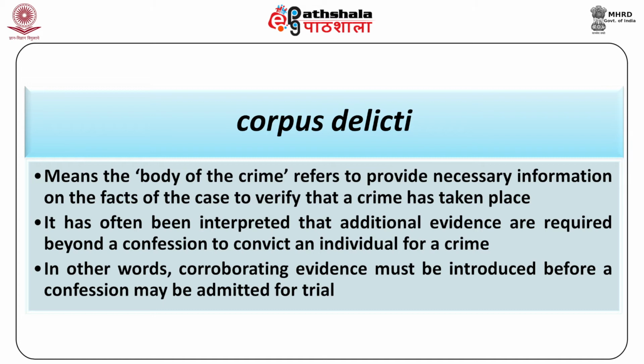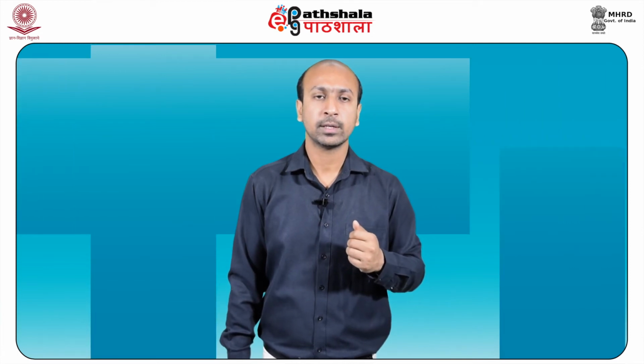It has often been interpreted that additional evidence is required beyond a confession to convict an individual for a crime. In other words, corroborating evidence must be introduced before a confession may be admitted for trial. Examples may be the presence of tool marks, bloodstains, fingerprints, broken doors or windows, ransacked rooms and furniture, and missing valuables, which are all corroborating physical evidence that would help in establishing a case of burglary.